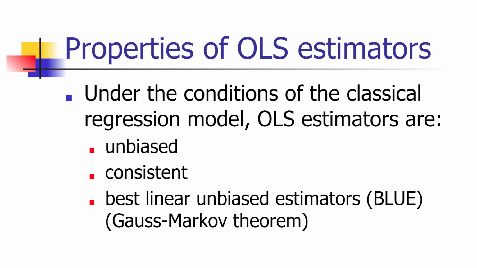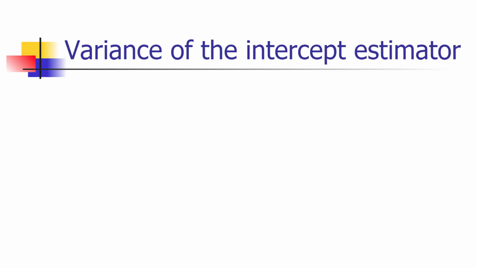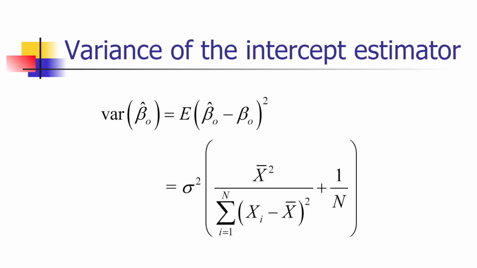One thing I suppose we should also note is that in the special case of error terms that are normally distributed, they're best asymptotically normal, which means they have the lowest variance not just among linear unbiased estimators, but they also attain the lowest variance among the class of all unbiased estimators of the slope and the intercept parameters. In this equation, the variance of the intercept is given by this equation.